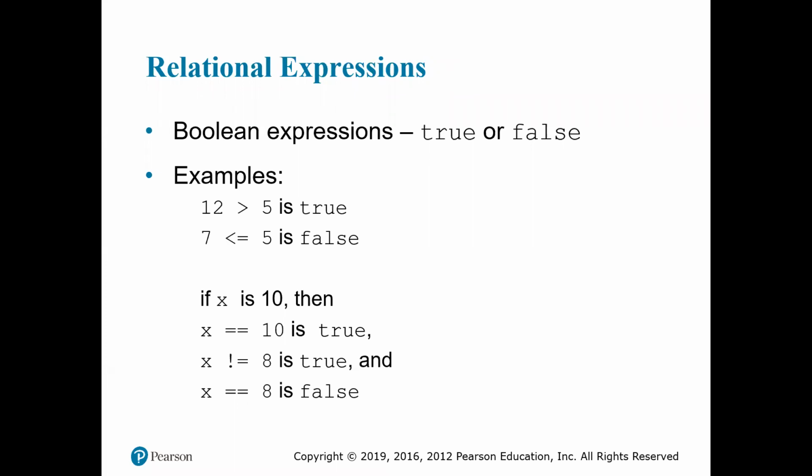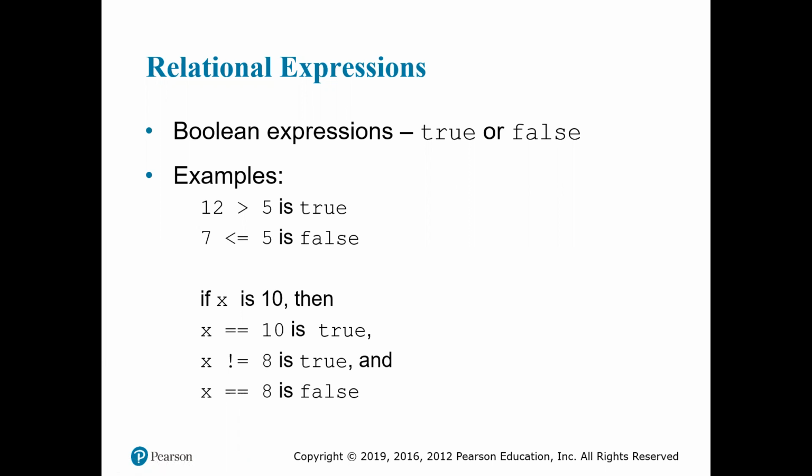Okay. So if we were looking at these examples, 12 is greater than 5 is true. 7 is less than or equal to 5 is false. This would be true if this was 5. So if this was 5 is less than or equal to 5, that would be true. I just wanted to tell you that because when you put the equals, it actually includes that number. So it's actually saying less than or equal to. And then x == 10: if x is 10 up here, that's true. x != 8: well, if x is 10, x is not equal to 8 is true. And then x == 8 is false because x is 10. Does that make sense to everybody?